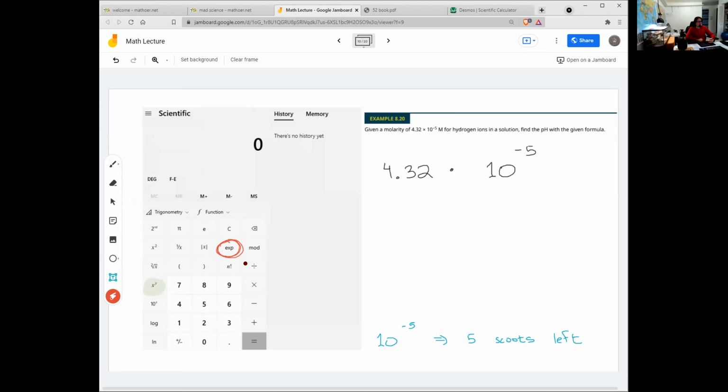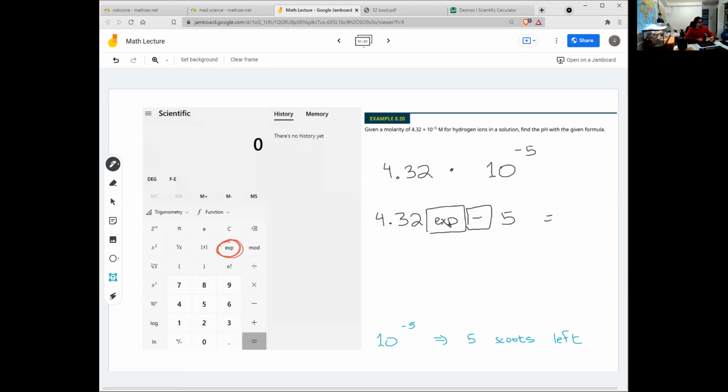If you say no, I don't believe you. Anyway, what that EXP button is about is what we are just doing. If I put into my calculator 4.32, EXP button, minus button, and then 5, and then equals, it will give out that long decimal I just showed you.